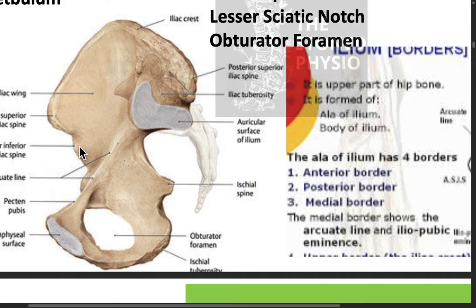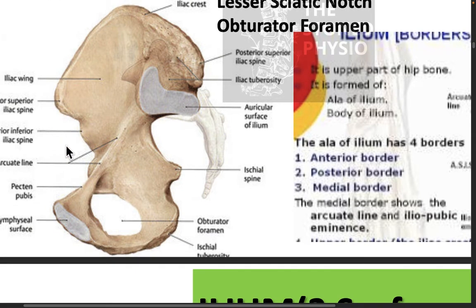But we can say that if we are talking about the anterior aspect of this innominate bone or of the ilium, we can have a look at the ASIS, then a notch, and then AIIS, and then we can have a look at the acetabulum.